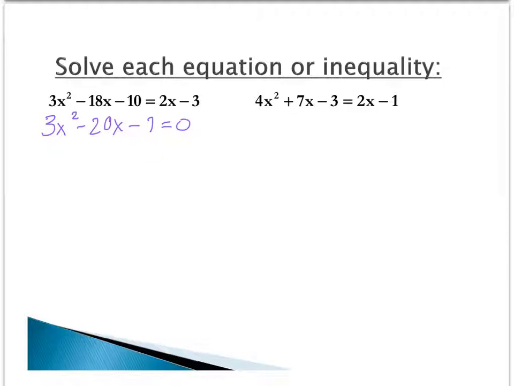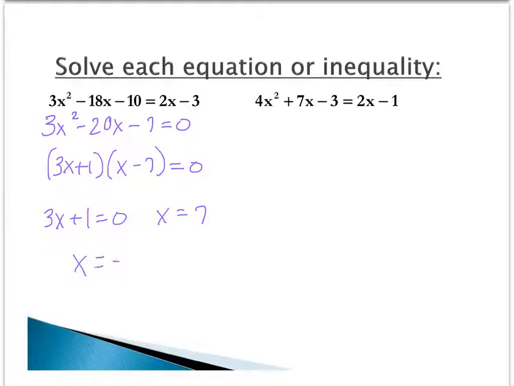Once we have the equation equal to 0, we can go ahead and factor the problem. Using different factoring techniques, whichever you prefer, we can factor the problem into 3x plus 1, x minus 7 equals 0. Now we set each of these parentheses equal to 0, and that is how we solve to find out that x equals 7 and x equals negative 1/3.